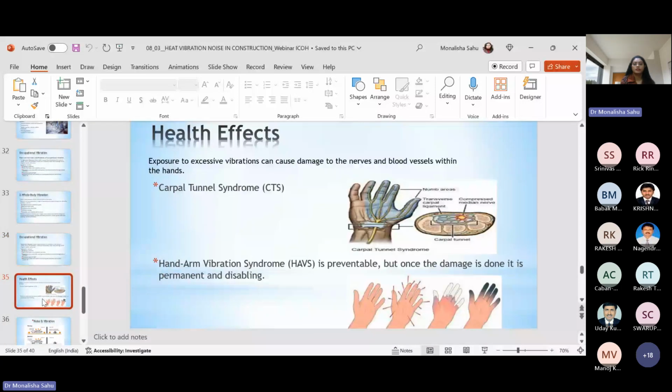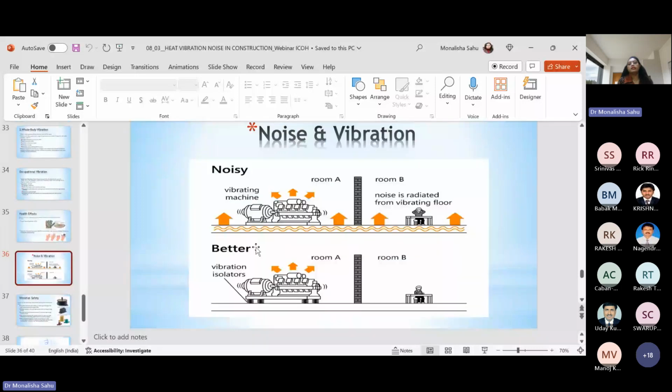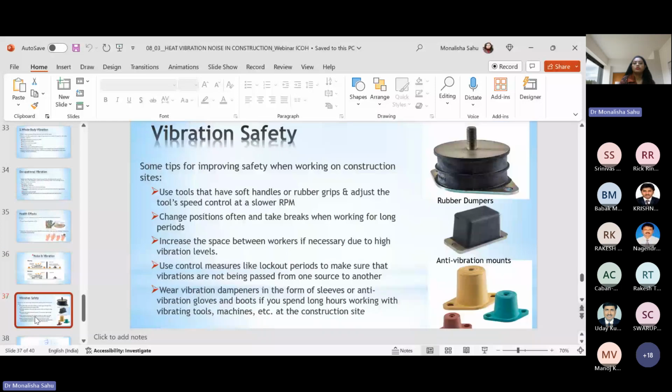Even it has been seen that if in one room there are noisy vibrating machines, it may cause noise hazard also in the other room. So if casing or vibration isolators are used, then the noise is also reduced in the other room. So there are various kinds of tools which can be used, like rubber dams, anti-vibration mounts, which can be used as vibration dampeners, and they can improve the workers' safety towards vibration, and also workers should be encouraged to change position often and take breaks.